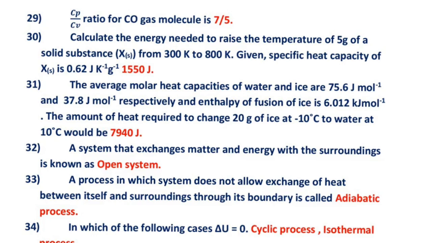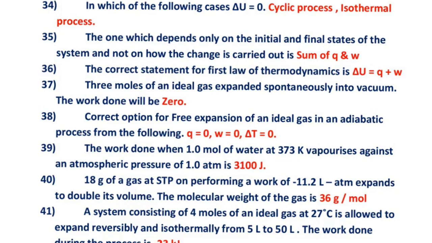Cyclic process, isothermal process. The one which depends only on the initial and final states of the system and not on how the change is carried out is sum of Q and W. The correct statement for first law of thermodynamics is delta U is equal to Q plus W.